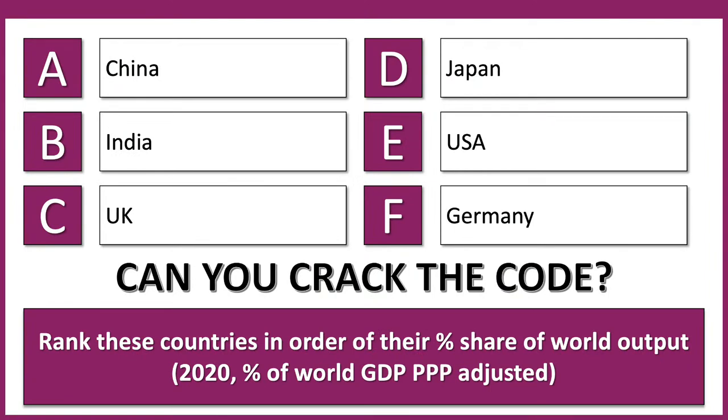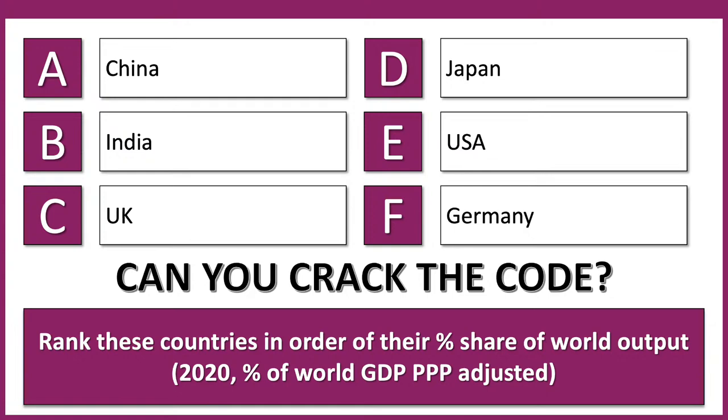Thank you, Penny. Okay, now we're moving on to thinking about getting some applied examples and checking that we have some idea about a country's place in the world. So this is asking you to rank these countries in order of their percentage share of world output. That's GDP. Remember, GDP is the total value of goods and services produced, in this case, in the world, and PPP adjusted means we have adjusted the exchange rate so we can make comparisons. So let's have a go.